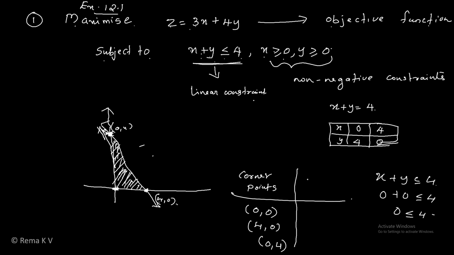Okay, now we have to find the value of z. z is given as 3x plus 4y, that is, the objective function given to us is 3x plus 4y. You have to find the value of z at these points. Put x as 0, y as 0, find the value of z. Put x equal to 4 and y equal to 0, find the value of z. Put x equal to 0 and y equal to 4, find the value of z. So when you put 0, 0, the value of z becomes 0.